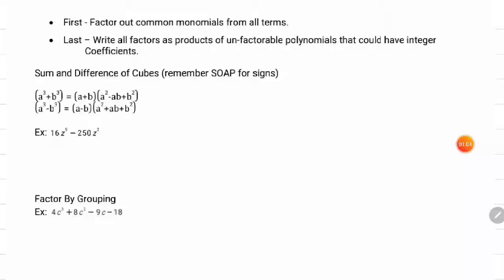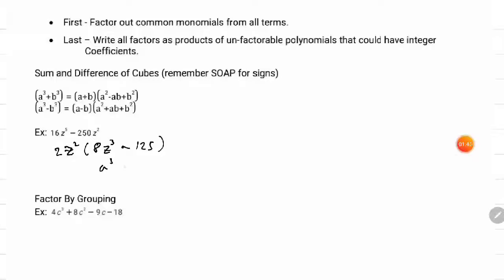So the first thing you always got to do is factor out your common terms. So both of these I can take a 2 out of. I'm going to take 2 out of both of them, and I'm also going to take a z squared out, because I have two z's. So 16 divided by 2 is 8, and then take away 2 z's, so that's z cubed, minus 250 divided by 2 is 125, and then there's no more z's there.